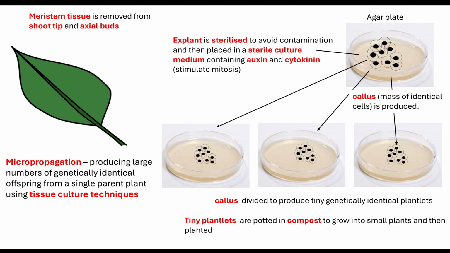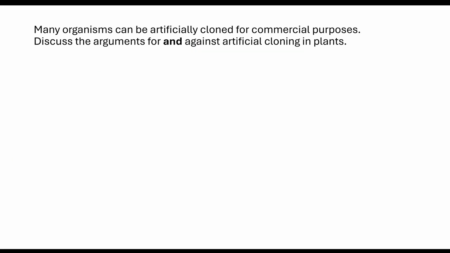So it's a way in which we can take a very small sample of the plant, the meristem tissue, and what we are then going to do is we're going to make large numbers of it by propagating it, large numbers, and they are genetically identical. So it's important that you know if they're going to ask you a question about this, it will be looking for you to state your keywords, but also it will be looking for you to discuss arguments for and against this artificial cloning.